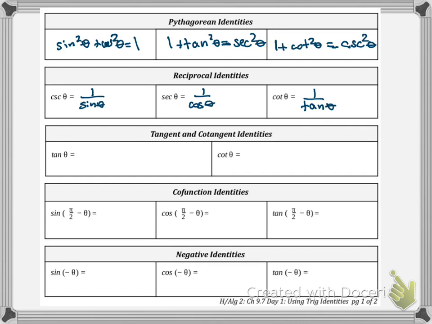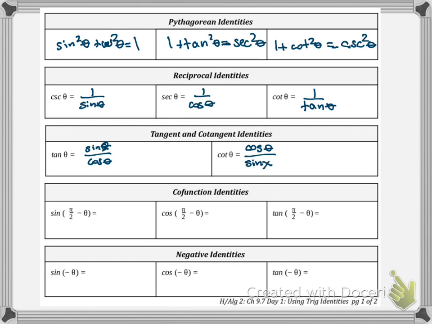Our tangent and cotangent identities. So tangent of theta, we remember that as sine of theta over cosine of theta. And then cotangent is the reciprocal. So that means cosine is on top and sine is at the bottom.